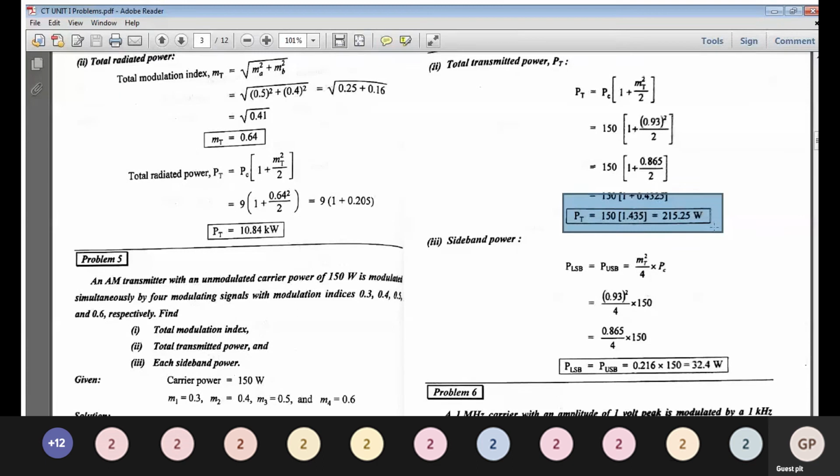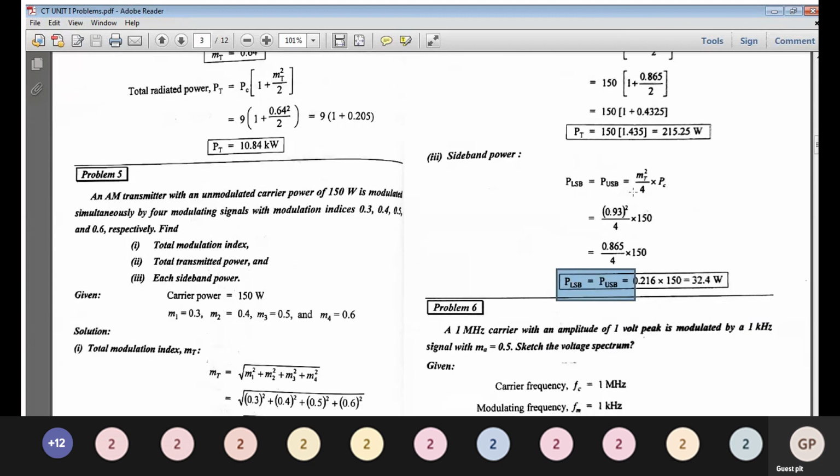Next one is sideband power. So the sideband power formula is this one: MT square by 4 into PC, the carrier power. Okay, ma. Total power equal to PC into 1 plus MA square by 2. But total sideband power equal to PC into MA square by 4. So MA square value is available, PC value is also available. Substitute and calculate the sideband power. So here in AM, both the sideband powers are the same. LSB sideband power and USB sideband power, both the powers are the same. Okay, so both the values are 32.4 watts.